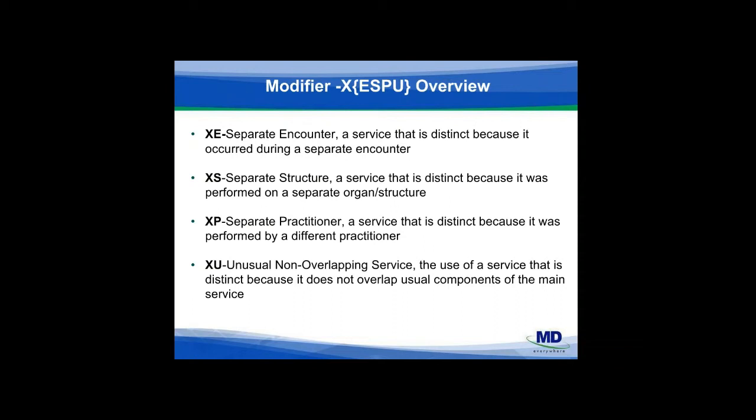The XS is the modifier that should be used for a separate structure. This is a service that is distinct because it is performed on a separate organ or a separate structure within the body. XP, a separate practitioner, is just that, because it was performed by a different practitioner within the same episode of care. And then XU, unusual and non-overlapping services. The use of these services is distinct because they don't overlap with the usual components associated with the main service that was provided.